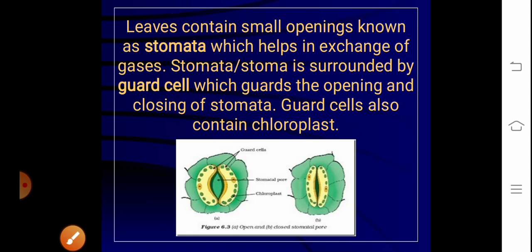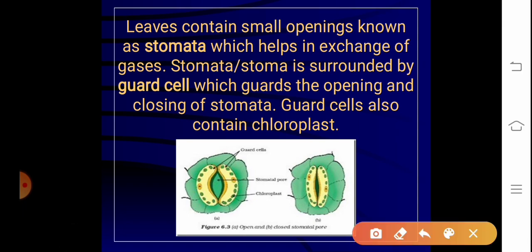So we also have come across that the leaves contain small openings called stomata, right? So what is the importance of stomata? The stomata helps in the exchange of gases, right? Clear? So stomata or stoma, it is also surrounded by the guard cells. Which are the guard cells? You can observe here. These guard cells help in controlling the opening and closing of the stoma or stomatal pore. When the stomata has to open, when it has to be closed, that is controlled by the guard cells.